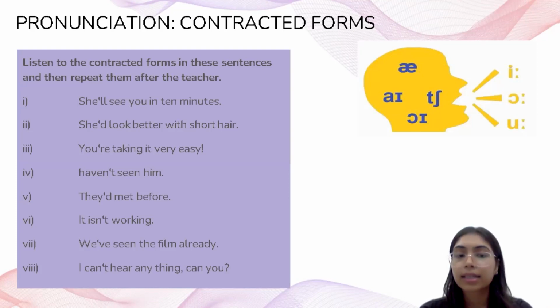Next, they did meet before. So they and did are two words. I contracted them and made, they'd met before. Next one, it is not working. We made it, it isn't working. Then, we have seen the film already. We made it, we've seen the film already. I can't hear anything. Can you? So this is how you contract and pronounce them. So please keep practicing, and practice makes a man perfect.